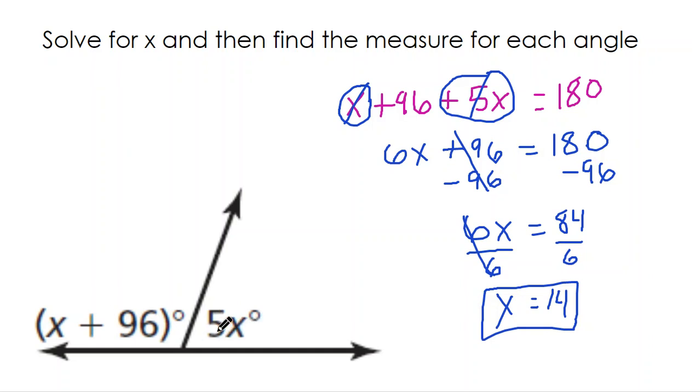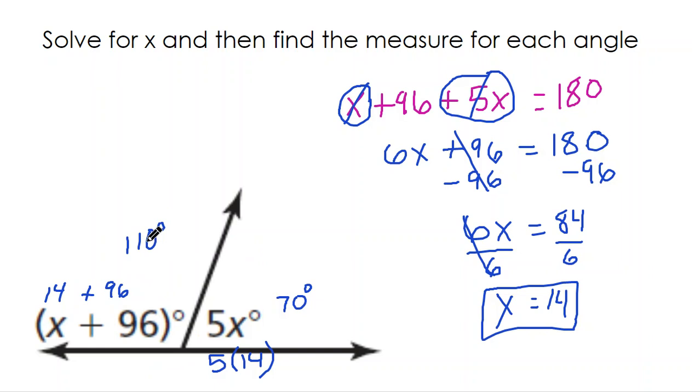All right, so now that I know x equals 14, I can figure out these two measures of these angles. So 5x, let's do that one. 5 times 14 gives me 70. So this angle here is 70 degrees. All right, and then this one over here, I have x plus 96. So that means I can plug in 14 for x, plus 96. 14 plus 96 will give me 110. So this measure over here is 110 degrees.